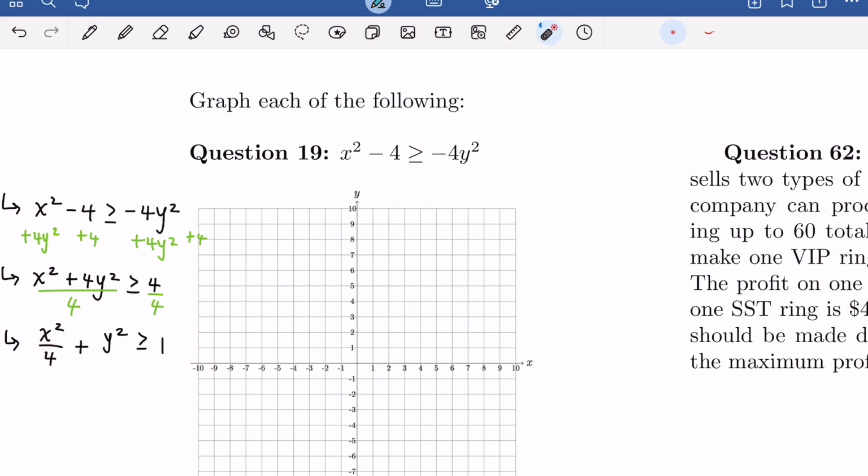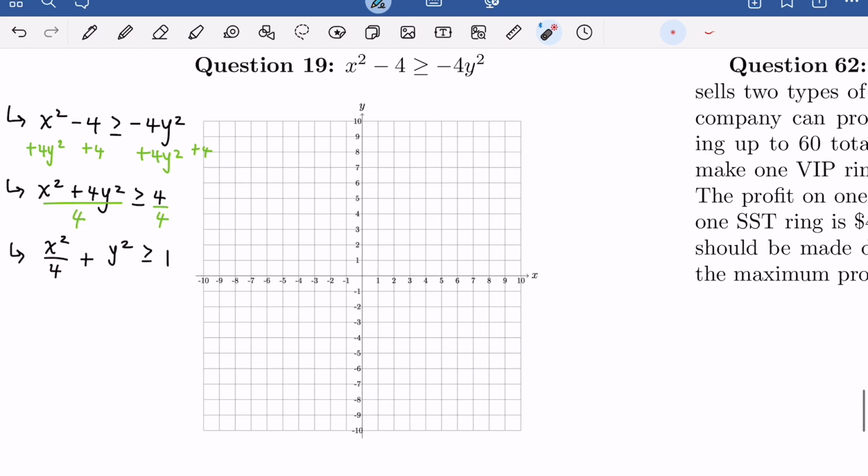Now the next step is figuring out our boundary, because what we're trying to do is find solutions that will make this statement true. Find x and y values such that when we plug them into the left-hand side here, they are going to be greater than or equal to 1. In order to do that, we're first going to identify our boundary and graph it, and then figure out where our solutions lie.